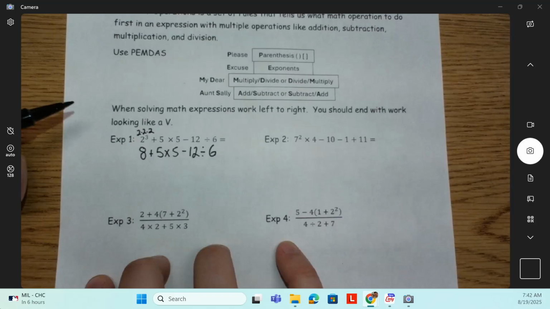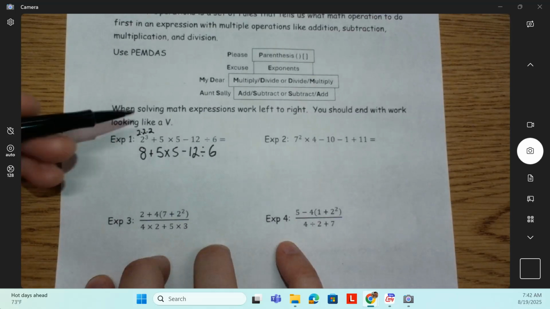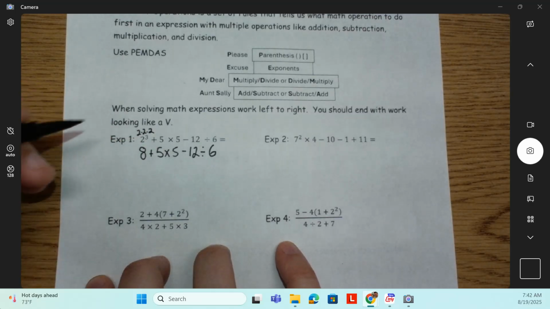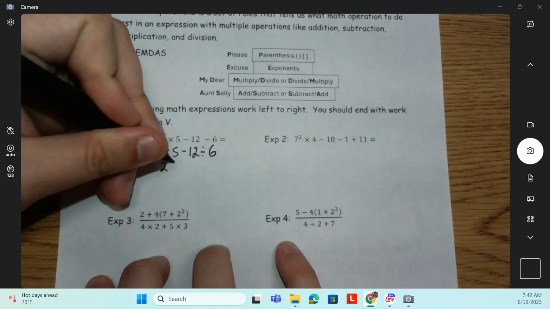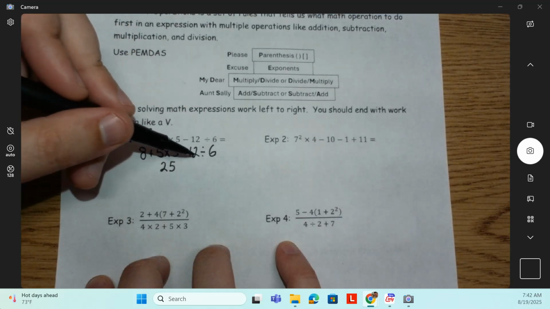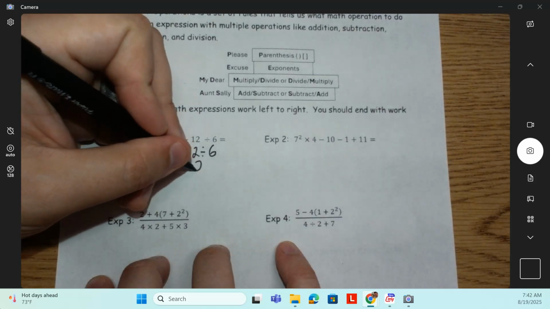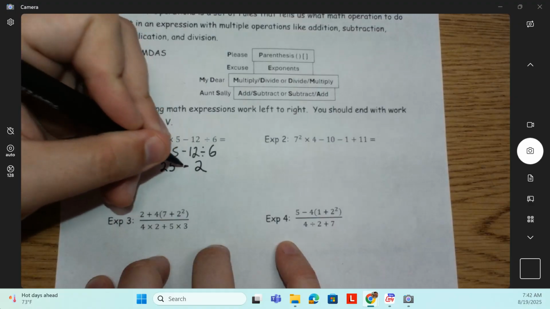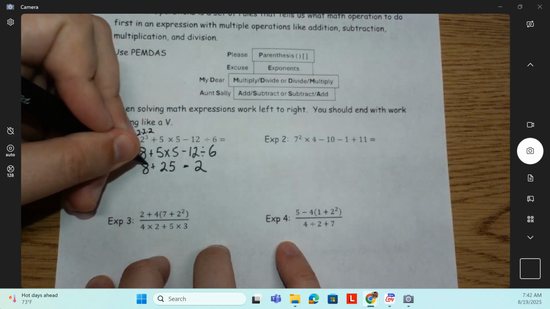Okay, so next I've got multiplication and division. Not worrying about addition and subtraction yet, I can do that 5 times 5 to get 25. And since it's separate over here, there's a sign in the middle of it, I can go ahead and do this 12 divided by 6 to get 2. I'll bring that sign down and bring the rest down that we have not used.